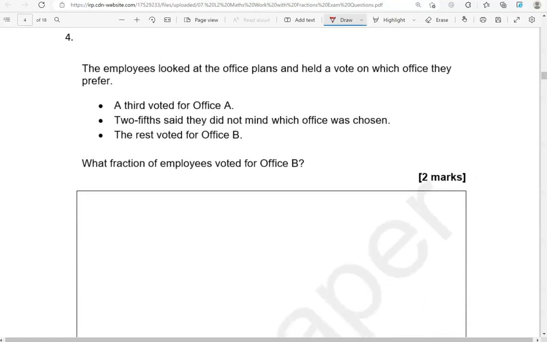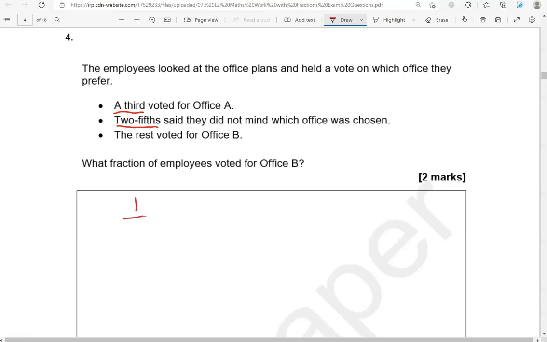The employees looked at the office plans and held a vote on which office they prefer. A third voted for office A. 2/5 said they did not mind which office was chosen. The rest voted for office B. What fraction of employees voted for office B?